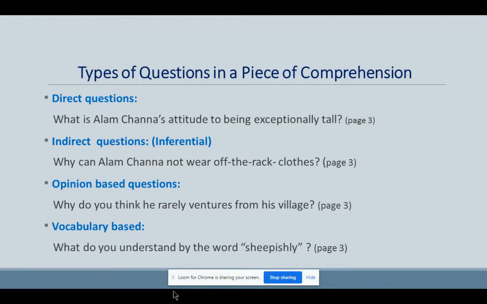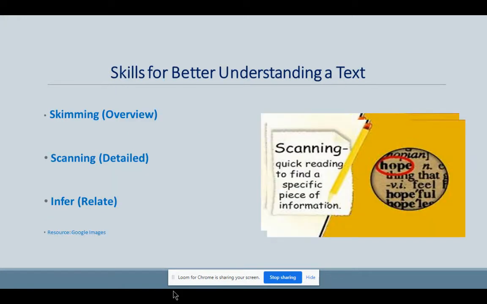And finally, we have vocabulary-based questions, where the point of concern is a certain word. What do you understand by the word sheepishly? It's also given in the same part of the text. So these are 4 types of questions asked in any comprehension, and I have tried to tell you with the help of examples from the text in Unit 1.